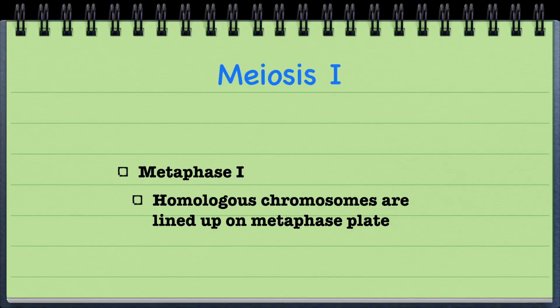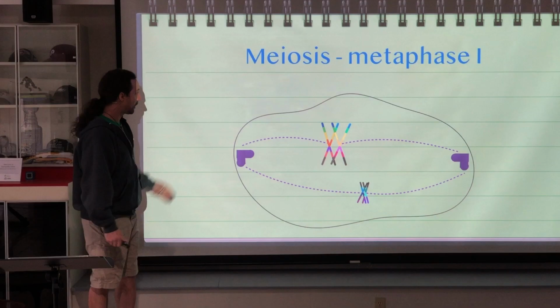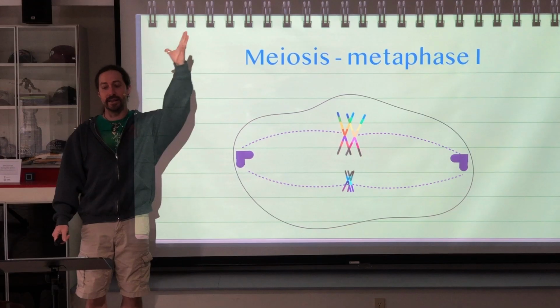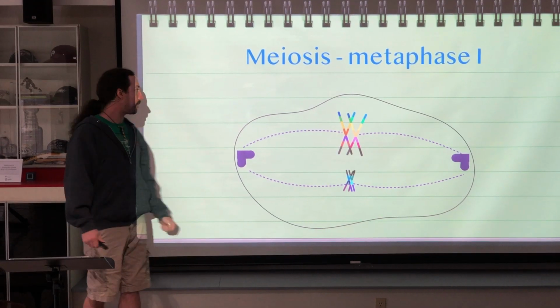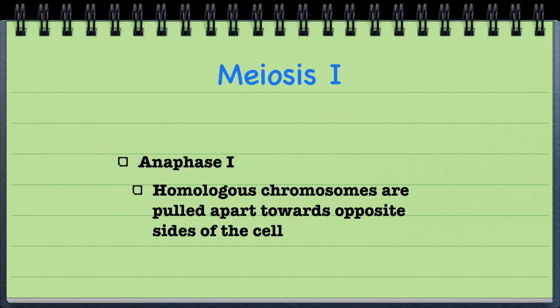But before they separate, we need to go through metaphase 1. That's where the homologous chromosomes are going to line up on the metaphase plate. So again, our homologous chromosomes line up right along the metaphase plate, basically in the center of the cell. That takes us to anaphase 1. And in anaphase 1, very much like what you would anticipate because you remember anaphase from mitosis, the homologous chromosomes get pulled apart.